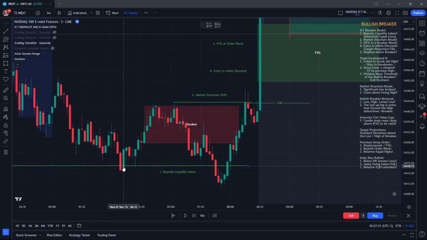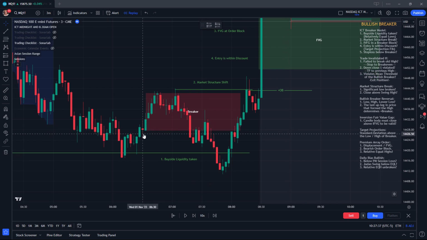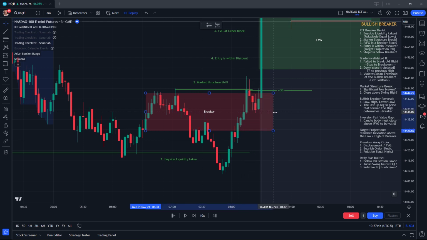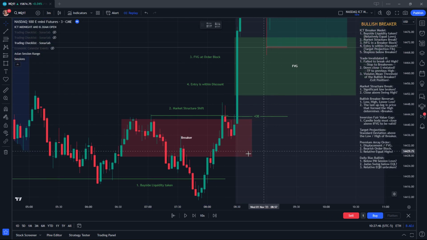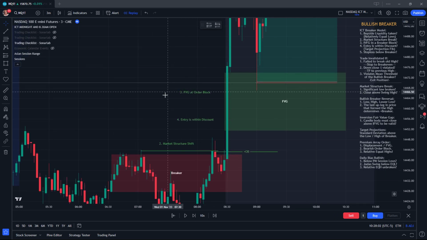So basically, as we covered, it's a low, a high, then a lower low. The breaker block is the last up leg in price leading up to the high. And then once price goes above the breaker here, it comes back down, comes very close to the mean threshold of the breaker, but then uses it sort of like a platform to go into a rally.